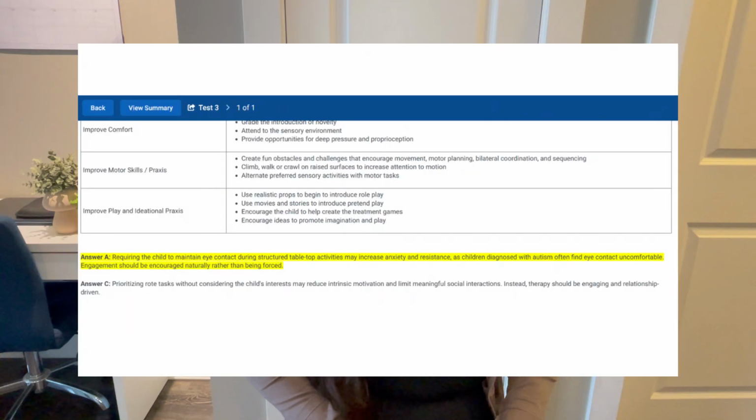So again, we are going to scroll past the really in-depth explanation, but we're going to go down to the options to see why option A and why option C were not the answers. So first we have answer A, which was incorrect. Requiring the child to maintain eye contact during structured tabletop activities may increase anxiety and resistance. Children with autism find eye contact uncomfortable. Engagement should be encouraged naturally rather than being forced.